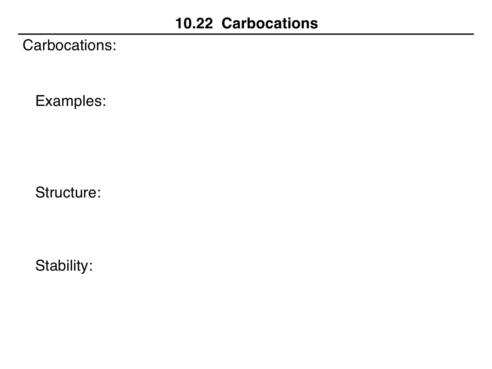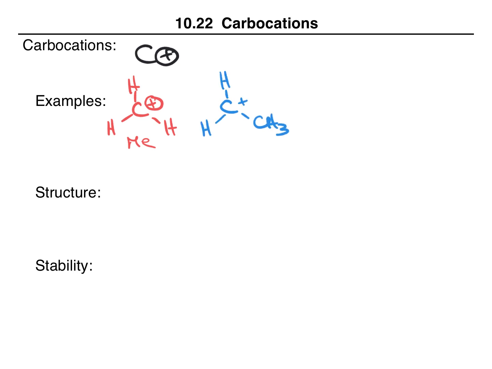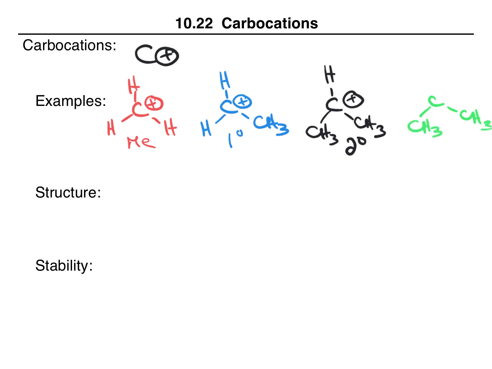So a carbocation is a species that has a positive formal charge on a carbon. So for example, we could have a carbon connected to 3 hydrogens with a positive charge. This is a methyl carbocation. We could have a carbon connected to one other carbon that has a positive charge. This is a primary carbocation. We could have a carbon connected to 2 other carbons and a hydrogen. That would be a secondary carbocation. And we can have a carbon that is connected to 3 other carbons and has a positive charge. This is a tertiary carbocation. So methyl, primary, secondary, tertiary, these all exist.